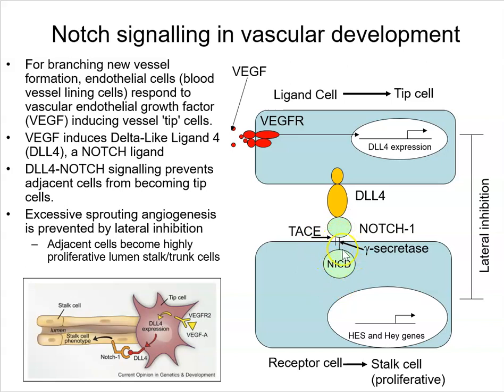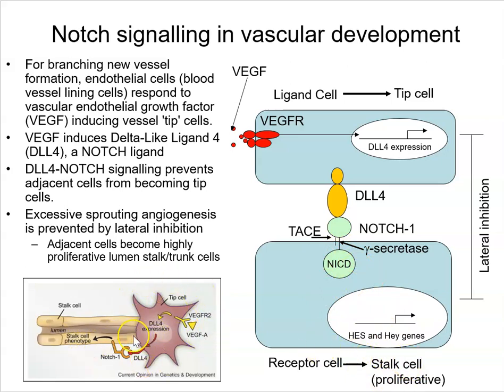So the Notch intracellular domain goes to the nucleus, stimulates the expression of Hes and Hey genes, and that changes the behavior of this cell. So this cell becomes a tip cell. This is the leading front of a new blood vessel. That was the first one to receive the VEGF signal, and these others become the stalk cells. They are basically the luminal cells.